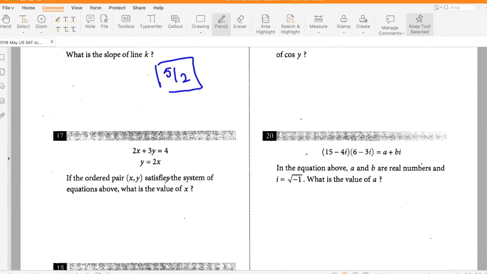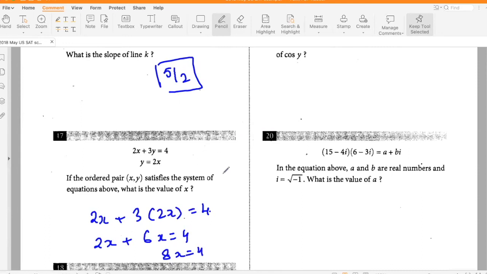If the ordered pair satisfies the system of equations above, what is the value of x? Okay, so y is 2x. So 2x plus 3 times 2x is 4. So 2x plus 6x is 4. 8x is 4. So x is 1/2.